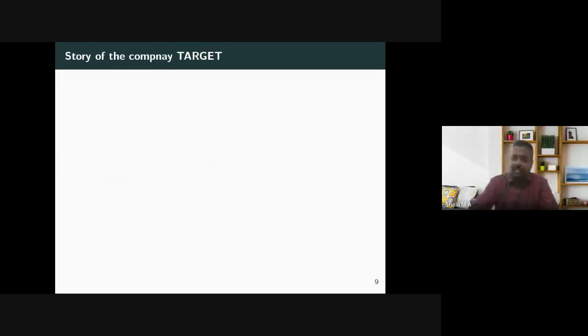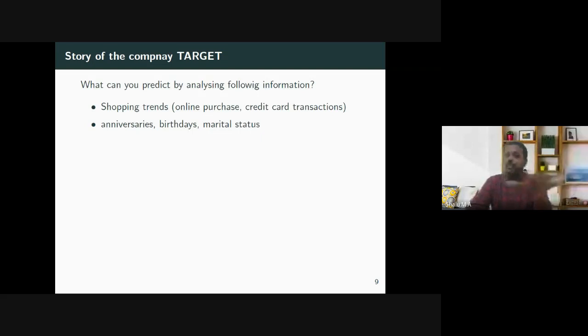Okay. There's a company called Target, actually. It's a US company. And this company collects such information. You can see that these are the informations they collect. Shopping trends, your online purchases. When you purchase online, they have this information. Credit card transactions, your anniversaries, birthdays, all from social networks. And medical status, the kind of medicines you buy.